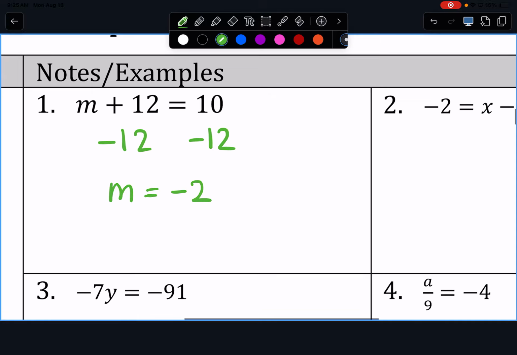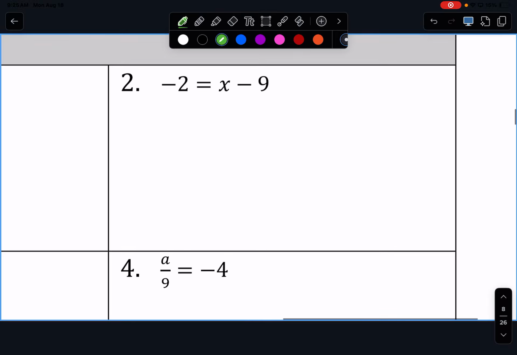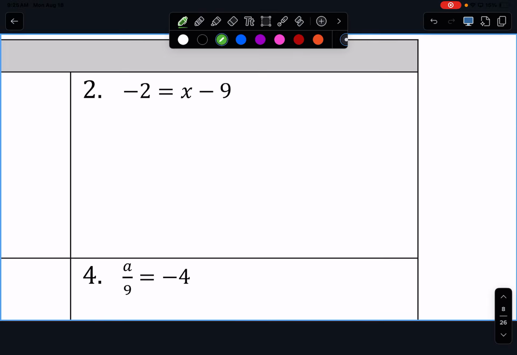All right, for 2, how do I undo subtraction? So what do I need to do for this one? What is negative 2 plus 9? Does the answer being written like that affect anything? No, because that's the same thing as saying x equals 7, right? Those things mean the same thing.